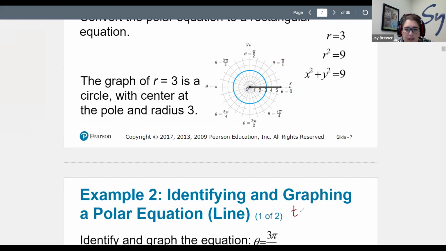So we're going to take the tangent of theta, and if we're taking the tangent of theta, we have to take the tangent of 3 pi over 4. We know from our definitions that tangent of theta is equal to y over x. Tangent of 3 pi over 4 is just -1. So then y = -x.